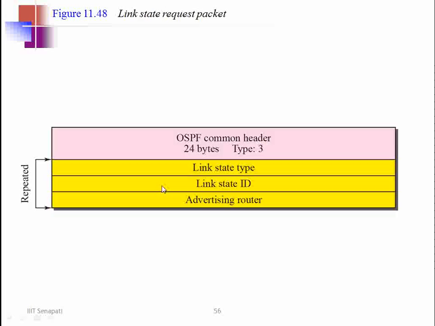Now, the link state request packet. This is a packet that is sent by a router that needs information about a specific route, or maybe multiple routes. It is answered with a link state update packet. You will also see that it can be used by a newly connected router, or to request more information about some routers once it receives the database description packet.